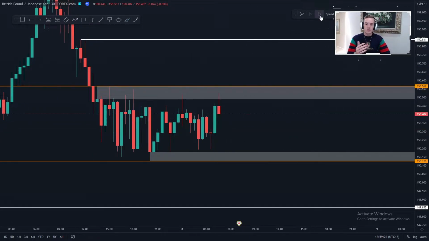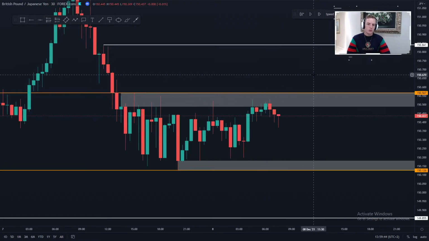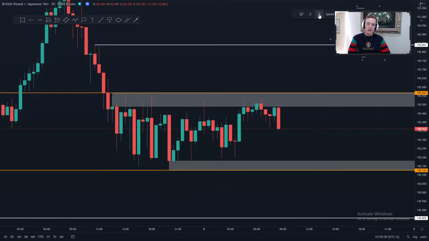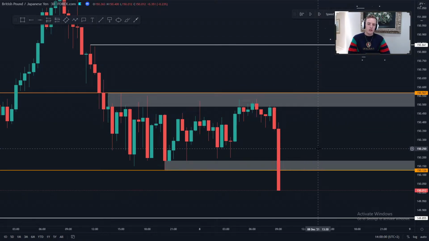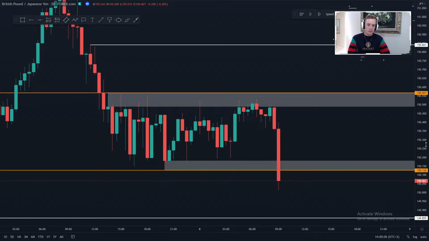So you can see we carried on ranging. We were ranging for quite a long time, and then eventually we ended up getting a little bit more volume. As you can see, this candle has a little bit more volume, and you can see the time coming up here, it's 8:30, so it's pre-London. This is why more volume comes into the market. So this next candle closed outside of our support zone and closed below it.